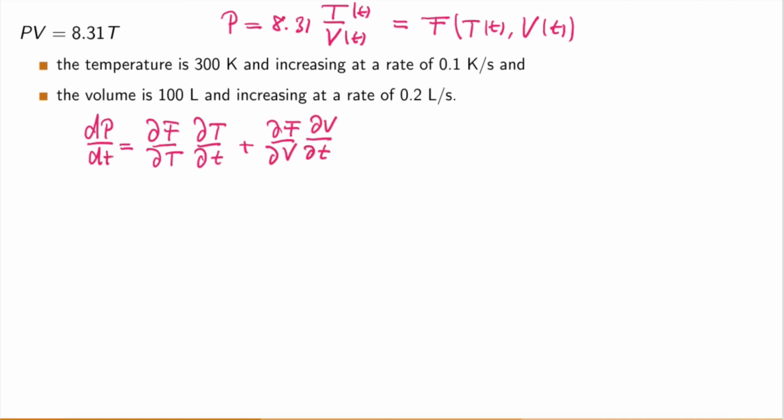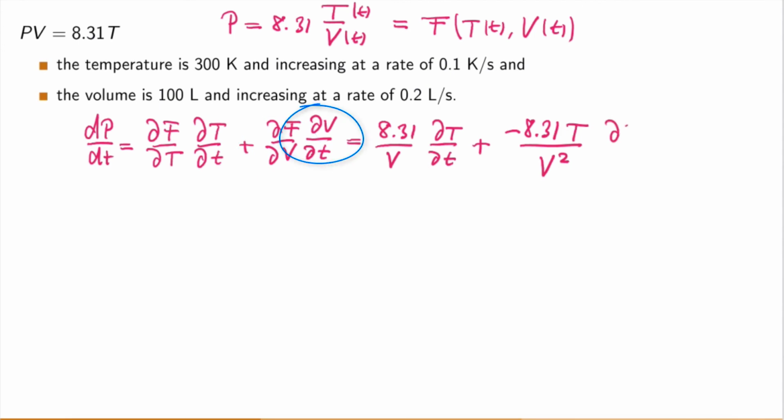Okay, so then let's just do that. So then F differentiating by capital T just gives an 8.31 divided by V. And then the dT by d little t would then remain just dT by d little t. And then plus dF by dV, so then we get a minus 8.31 times T divided by V square. And I just keep the dV by dt term unchanged.